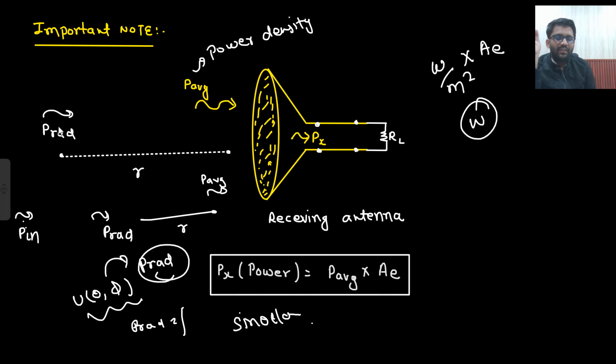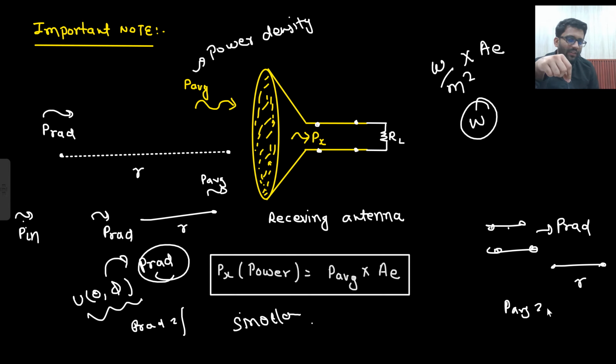Or if you have P in, then from there also you get P radiated, because there will be transmission line losses. The losses could be conducting losses, dielectric losses, or reflection losses. So how much power will be radiated? P radiated. Then at distance R, how much power density would be reaching? That power density would be P average, and that would be P radiated upon 4πr² into directivity. Directivity of what? Directivity of the transmitting antenna. So till this point we have solved already.